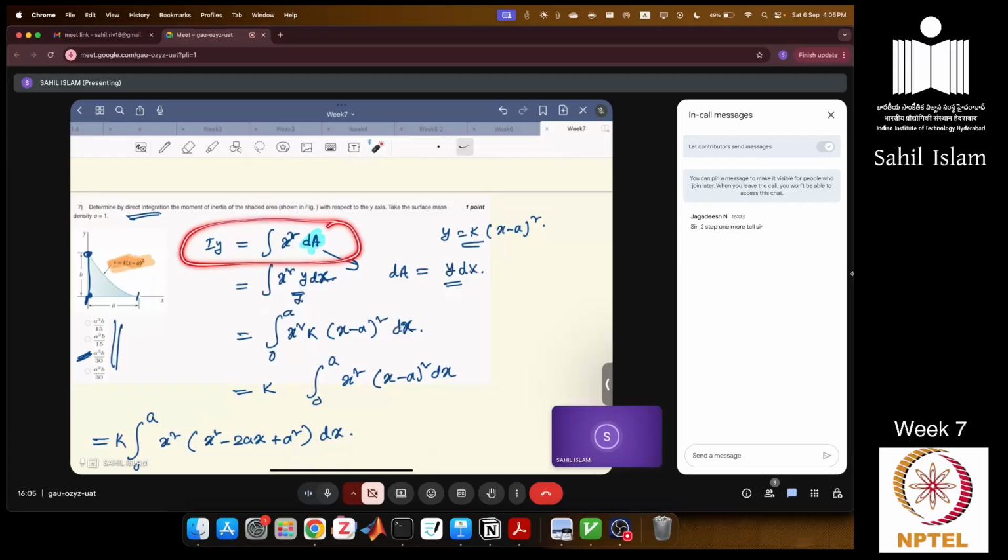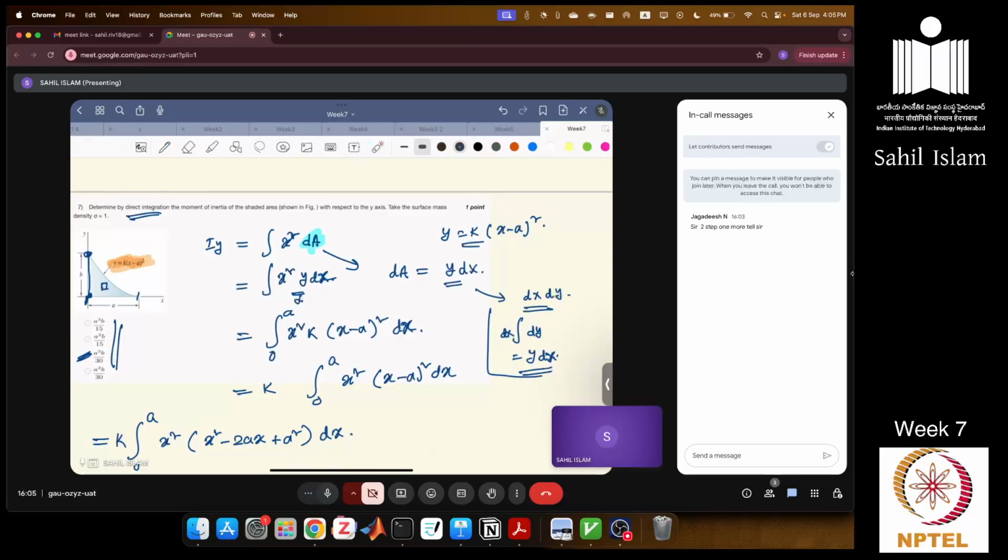This is how moment of inertia along the y-axis is defined. It is x squared times dA, where dA is the area element. We write the area element as y dx. So you take a small area here, which is actually dx dy. Now you integrate over full y, so you get y dx. So this is the area element. Now this is y dx and x squared dy.